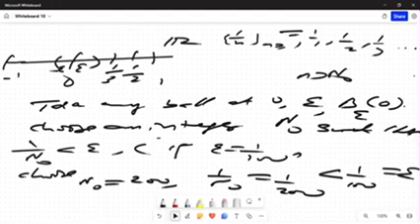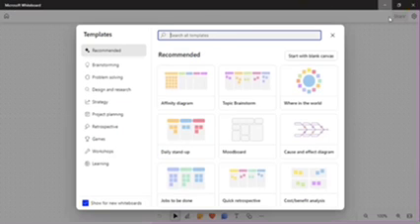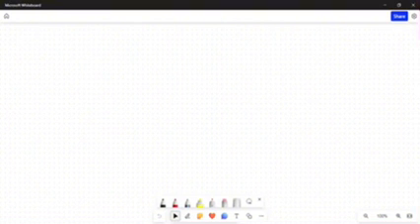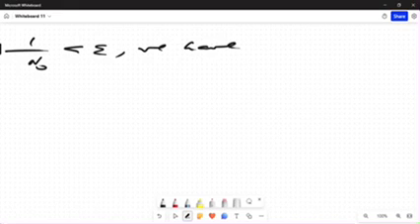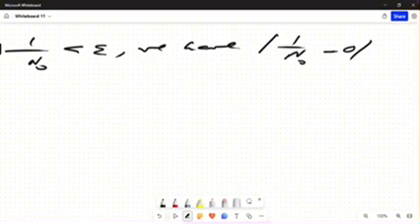So in that case, you see that 1 over n naught is less than epsilon. Epsilon itself is 1 over 100, and 1 over 200 obviously is less than 1 over 100. So in that case, we have that the absolute value of 1 over n naught minus 0 is less than epsilon.